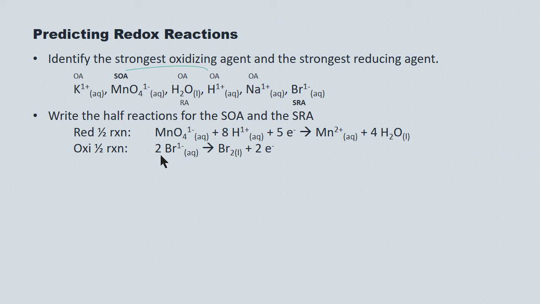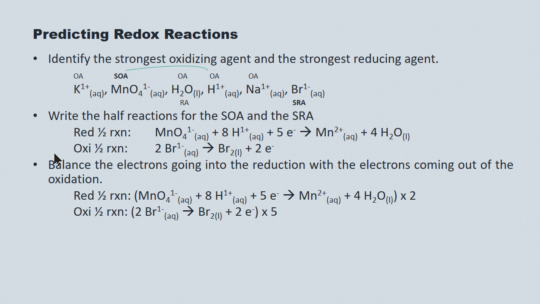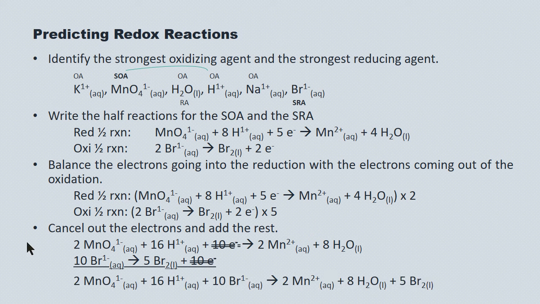So I have to take the reaction as it's written in the data booklet, and I have to flip it. In your data booklet, you'll see it's written as a reduction, but I need to flip it to represent it as an oxidation, like this. Our next step is to balance the electrons by employing multipliers. So the reduction half reaction has to be multiplied by 2, and the oxidation half reaction has to be multiplied by 5. In the end, we're left with these half reactions with 10 electrons going into the reduction and 10 electrons coming out of the oxidation. Of course, those cancel, and what we're left with is the net redox reaction.